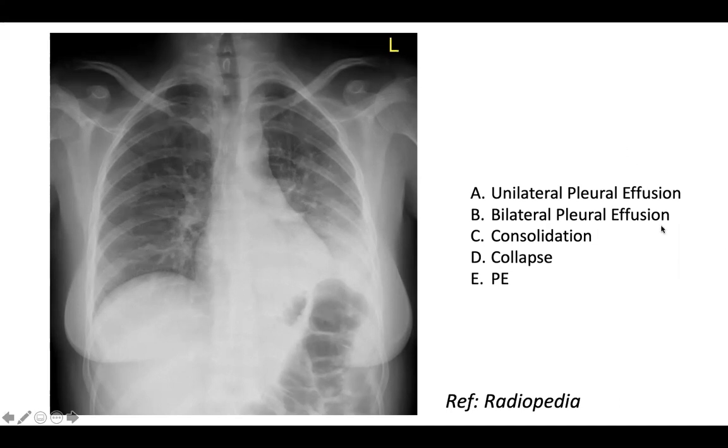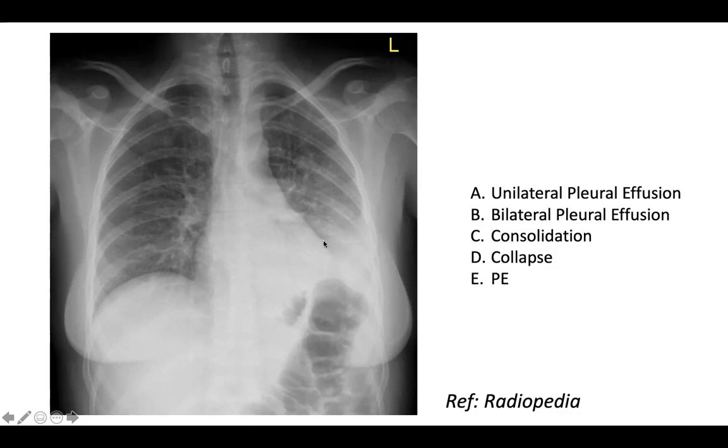So again, we'd go for our same approach. I think everyone would agree, on the left side by the heart, we've got this kind of hazy opacity. I can't see a very clear meniscal sign on this. This is just to demonstrate how most pleural effusions are easy to spot, like the one we saw before, but not always. And this is consolidation that we're looking at. It can sometimes be confusing, so that's why sometimes you need to really look at it.